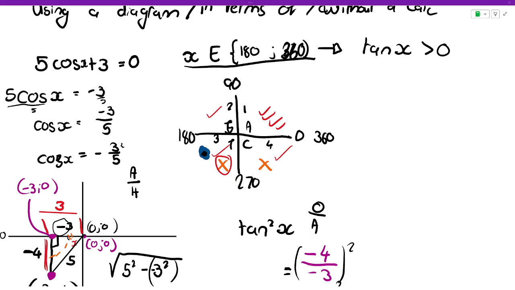What do you mean? They will ask you to use a diagram, or in terms of, or without a calc. So they're going to give you this statement: 5 cos x plus 3 is equal to 0, and let's say x is an element of 180 to 360. Then, using a diagram, or in terms of, or without a calculator, solve for tan squared x. That's how they're going to ask the question. Did I answer your question? Yes, you did.